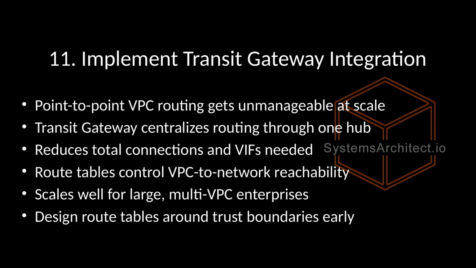11. Implement transit gateway integration. As VPCs and connections multiply, point-to-point routing gets unwieldy. AWS Transit Gateway acts as a central routing hub. A single Direct Connect gateway can then reach many VPCs. It does this through one simplified path, not many interfaces. That consolidation lowers both cost and complexity. Transit gateway route tables also give you centralized control. You decide which VPCs can reach which networks. Design those tables around trust boundaries from the start. Retrofitting segmentation later is far more disruptive.